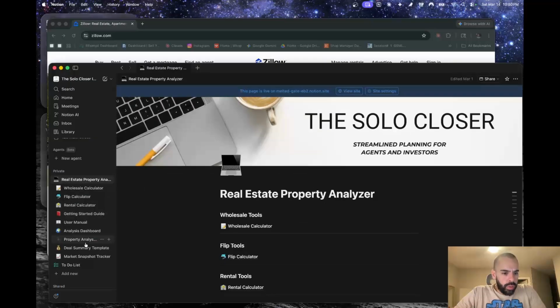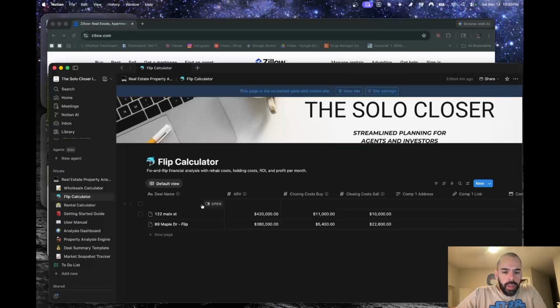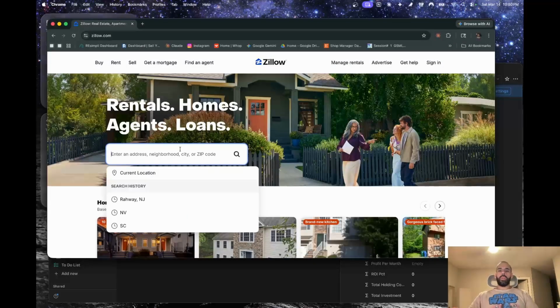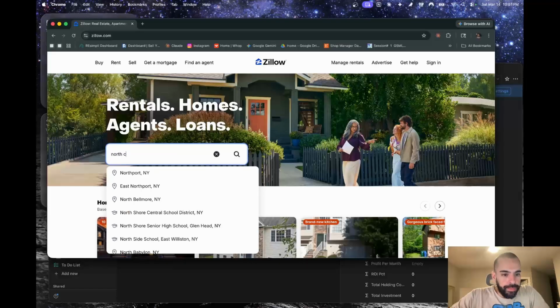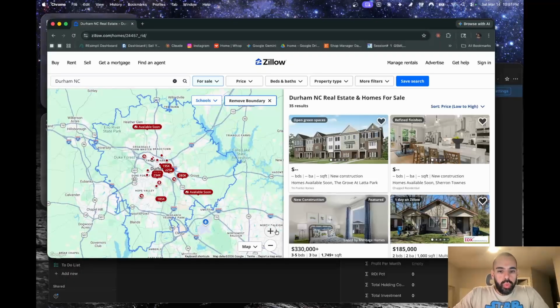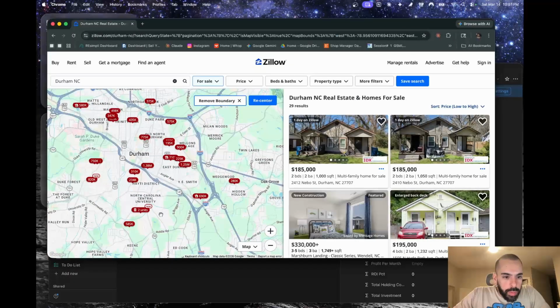So what do we want to do today? Fuck it. Let's do the flip calculator. All right, let's find the property. What state are we going to? I don't know. Why is this always the hardest part? North Carolina? Hmm. Durham? Where do we want to go?